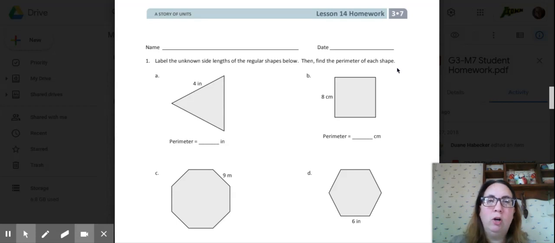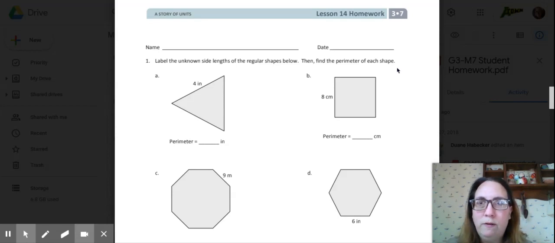I'm sending home the homework instead of the workbook pages. I know that a lot of people were struggling with some of the problem sets. So the homework sometimes doesn't have as many of the same thing. So instead of doing it like 6 times, you'll do it 4 times.